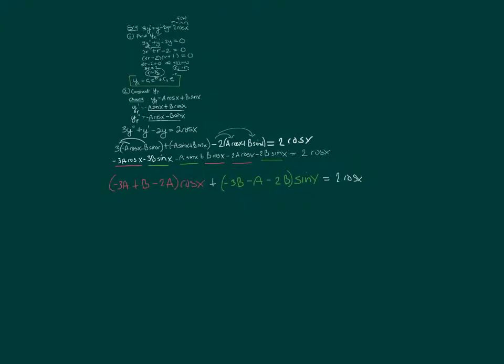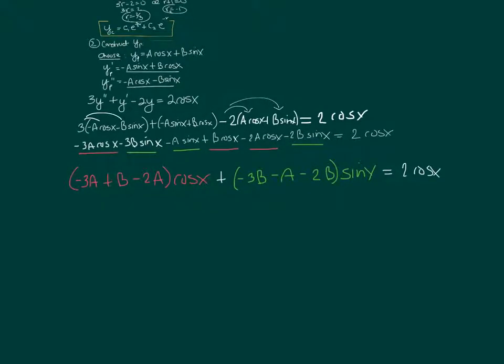So again, collect your coefficients with the cosine x, and of course your coefficients with the sine of x. And this is, right, you can simplify a little bit. This is negative 2a, just kidding, not 2a.